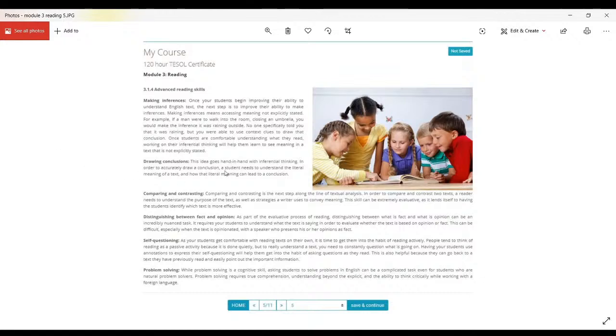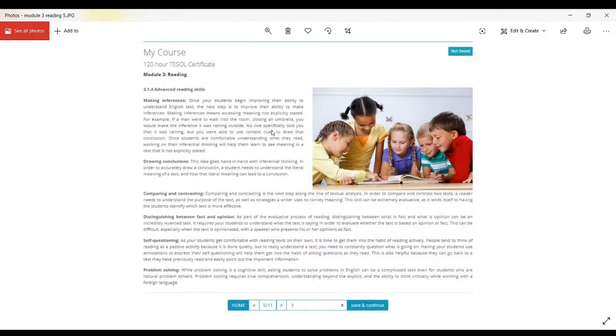3.1.4 Advanced Reading Skills. Making inferences. Once your students begin improving their ability to understand English text, the next step is to improve their ability to make inferences. So what does it mean? It means accessing meaning not explicitly stated. For example, if a man were to walk into the room closing an umbrella, you would make the inference it was raining outside.